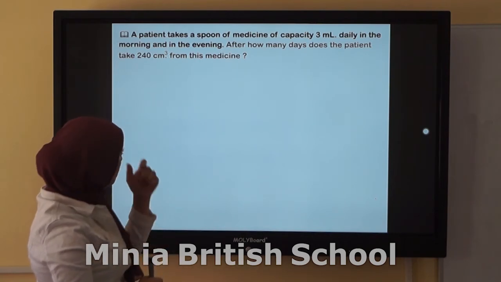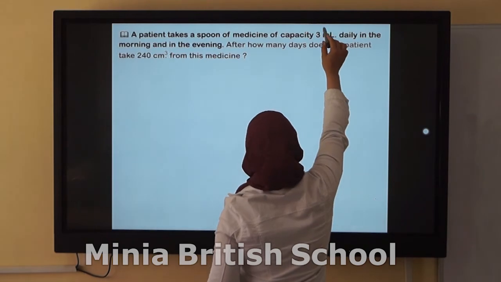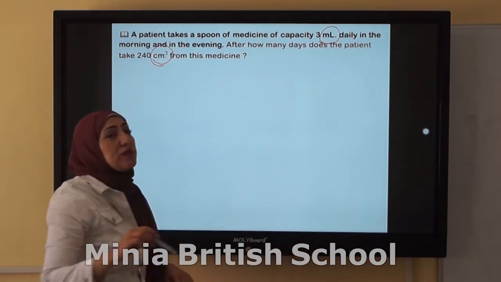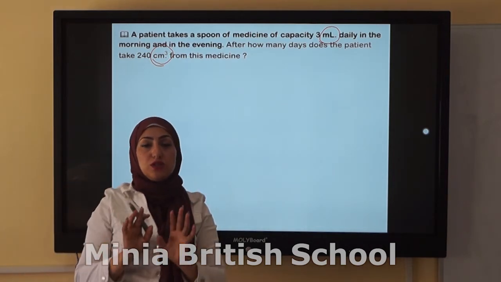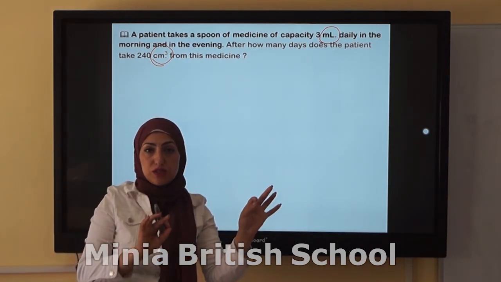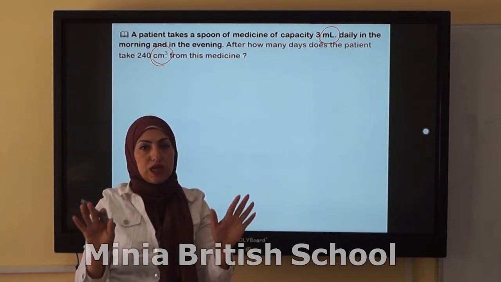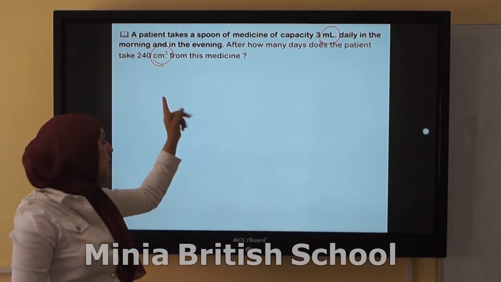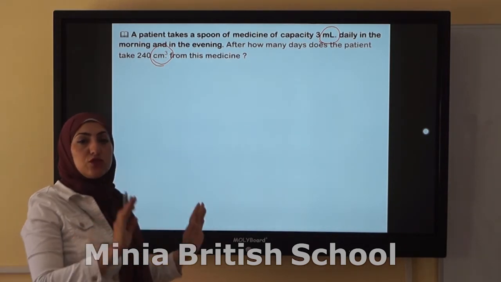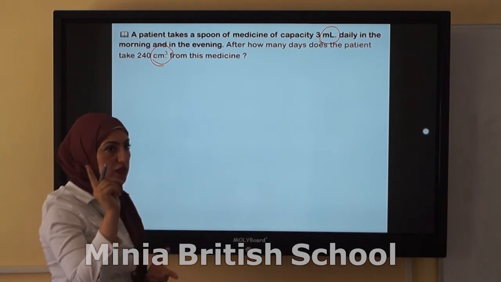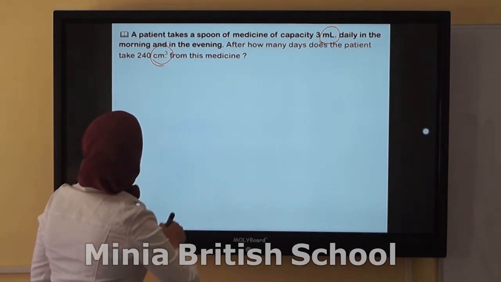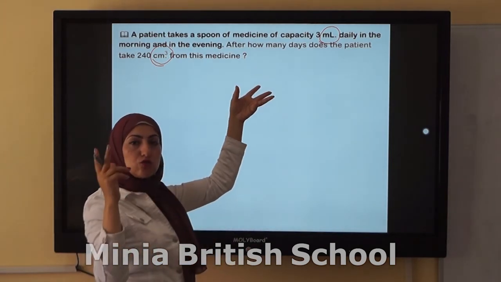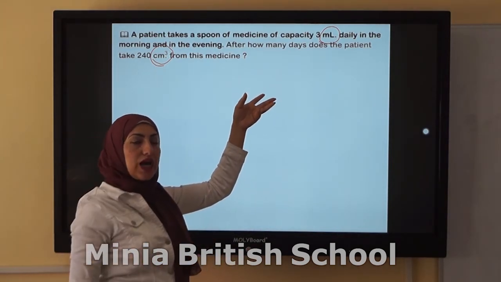Okay. First of all, here 3 milliliters and cubic centimeters. I want to unify the units, milliliters and cubic centimeters. Already they are the same, okay? So I make the calculations directly. But if they are different, I have to unify them first, okay? Don't forget this.